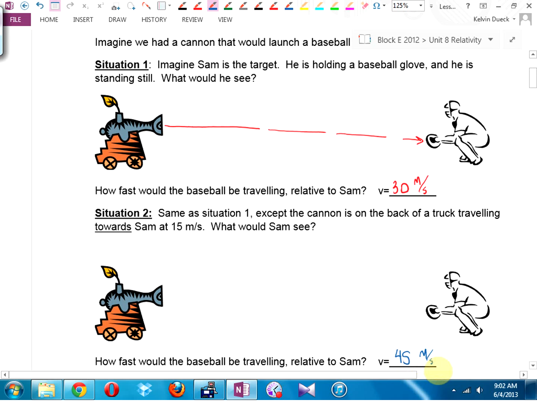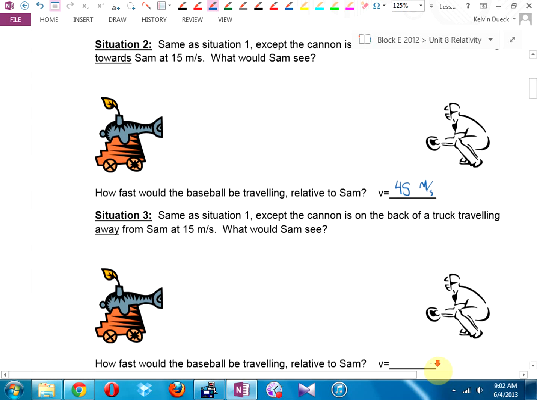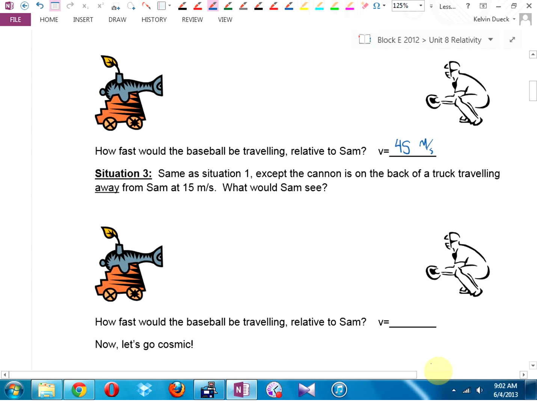By the way, the people on the truck, what would they see? To them, it would appear that the ball was simply traveling at 30 meters per second because their frame of reference is the truck. Yep. Situation number 3, same as situation number 1, except this time the cannon is on the back of the truck, but this time the truck is traveling away from Sam at 15 meters per second. What would Sam see? How fast would the baseball be traveling relative to Sam now? 15 meters per second.